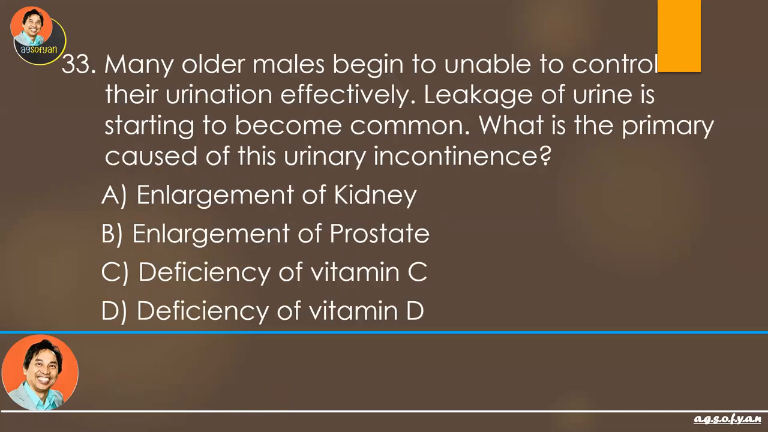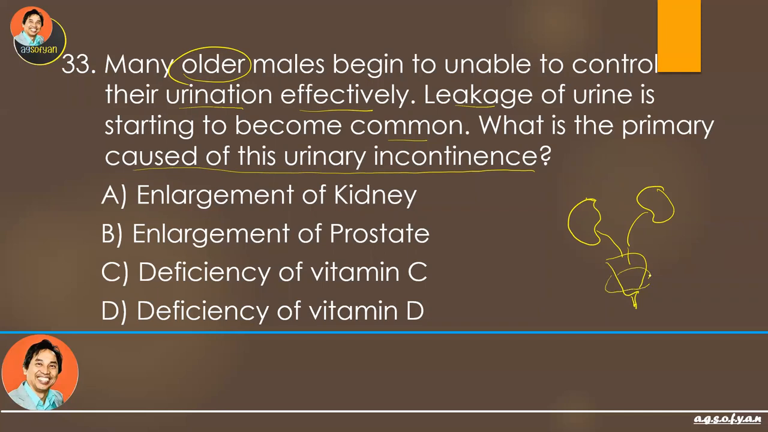Many older males begin to be unable to control their urination effectively. Leakage of urine is starting to become common. What is the primary cause of this urinary incontinence? A, B, C, or D. Enlargement of kidney, prostate, vitamin C. Look at here. It is the kidney, ureter, and this is the bladder and urethra.